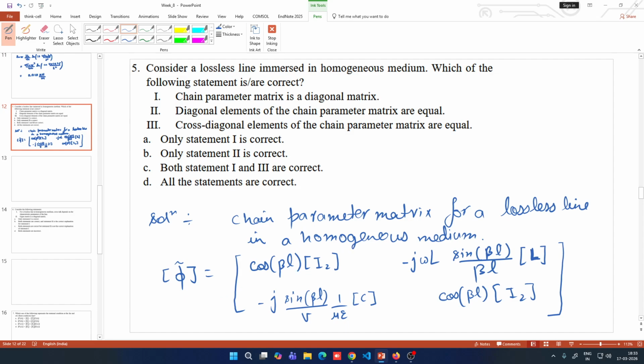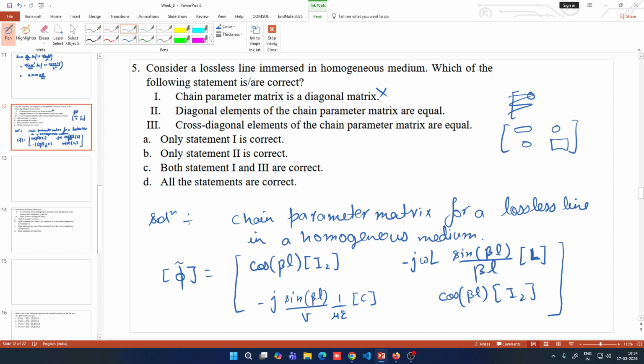Now we will read the given statements again. Statement 1: chain parameter matrix is a diagonal matrix. Is it a diagonal matrix? Because if it is a diagonal matrix, only diagonal elements should have been there. It should have looked something like this: some value, 0, 0 and some value. So statement 1 is incorrect because it's not a diagonal matrix.